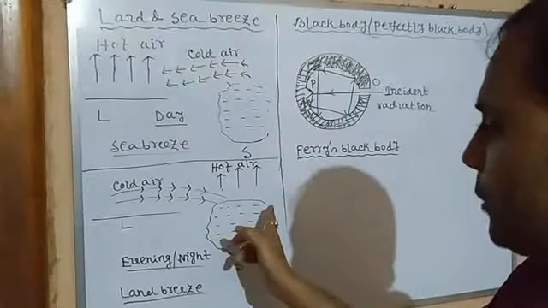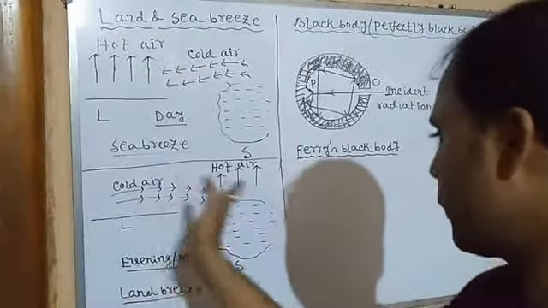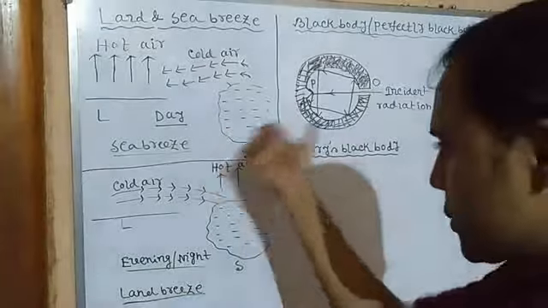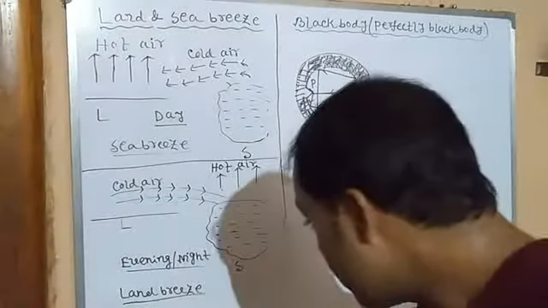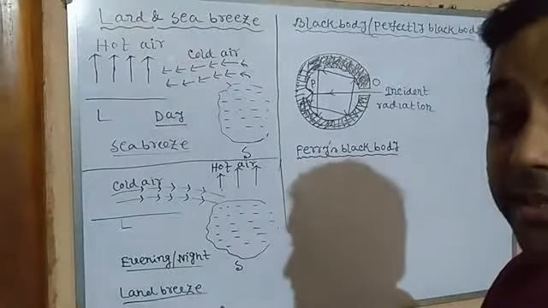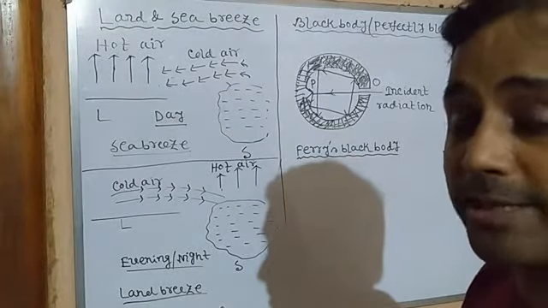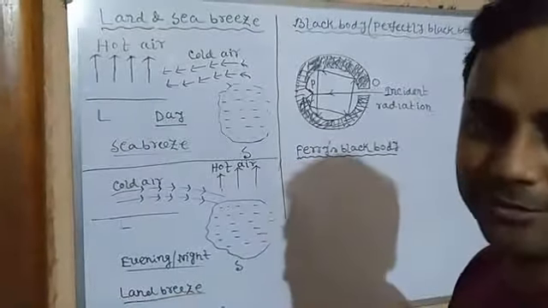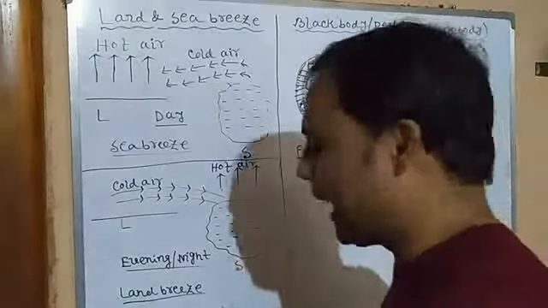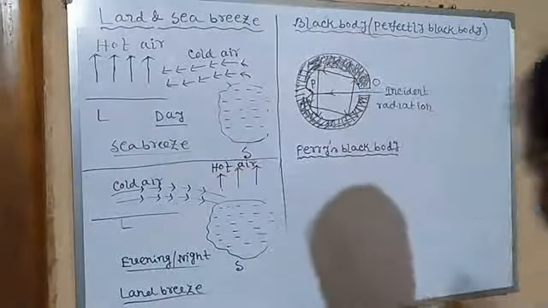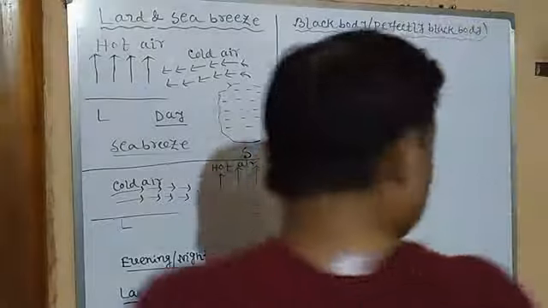So to fill that vacuum, the cold air from the land moves to the sea, and this is cold air, and this is called land breeze. So just guess, when can its intensity be maximum? At the dawn. At the dawn, the intensity of the land breeze is maximum. Clear?